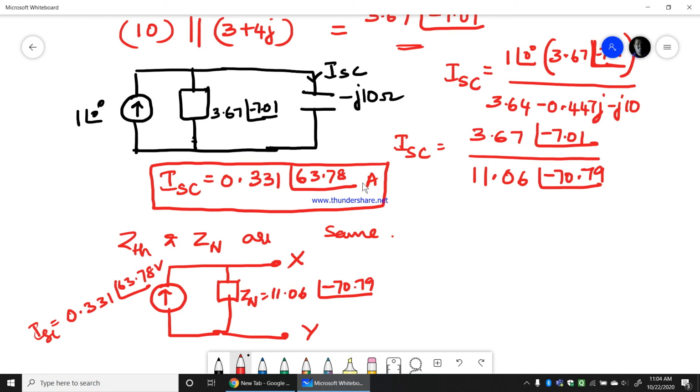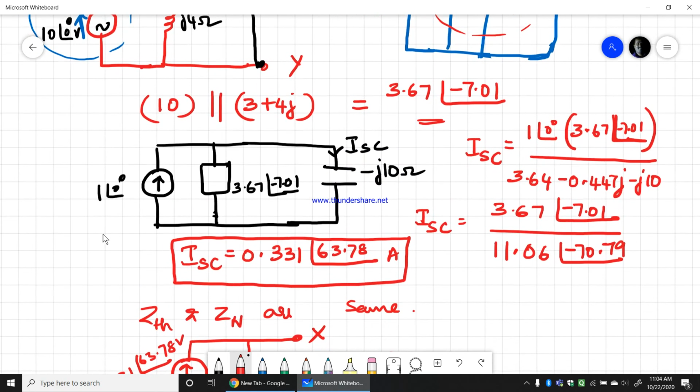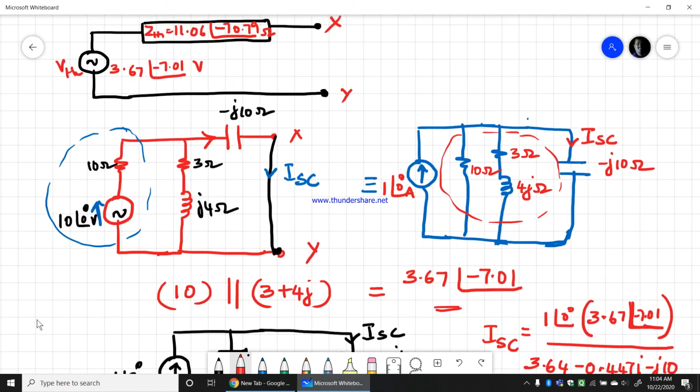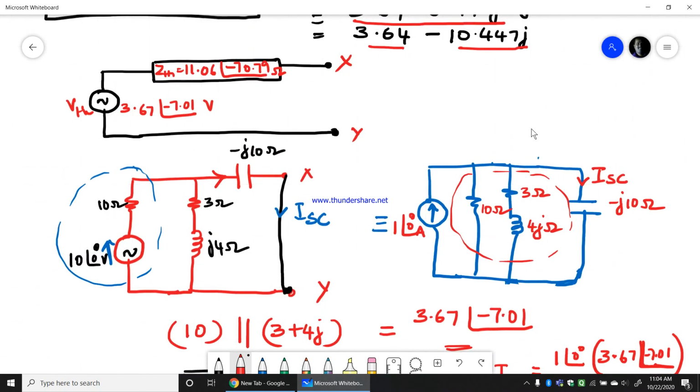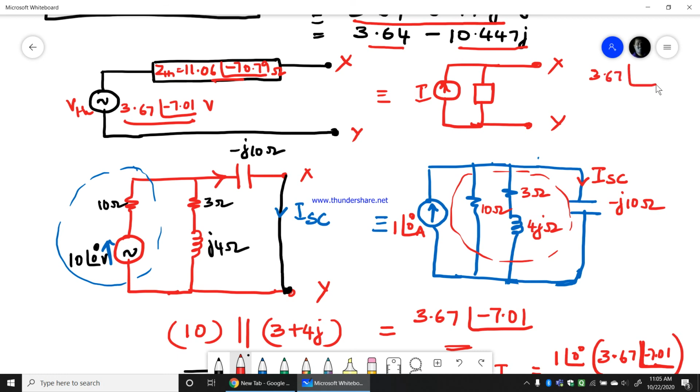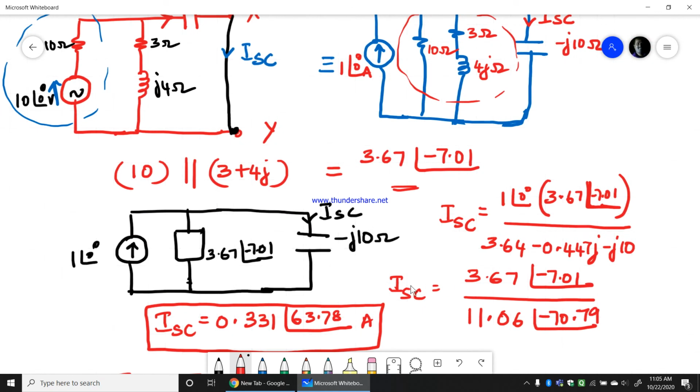Now if you go back and carefully see this, as we have used this short circuit method, will it not be the same if I apply the source transformation for this? What will I get when I apply source transformation? This I will be VTH by ZTH, which is 3.67 at an angle minus 7.01 divided by 11.06 at an angle minus 70.79. Is that not the same value that we have got for ISC here?